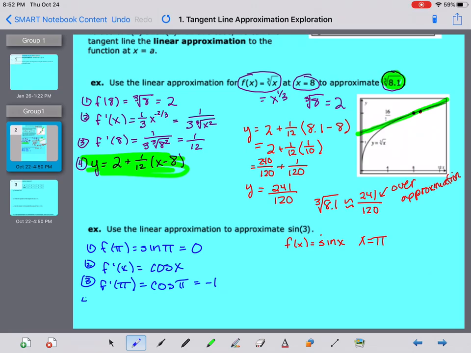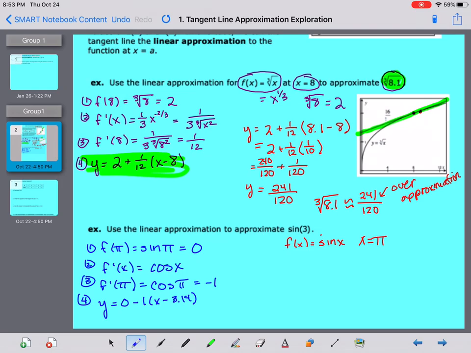And then the fourth thing I'm going to do is actually write the equation of the tangent line. So my y value is 0 minus 1, because our slope was -1, times x minus the pi value. And I'm going to actually plug in 3.14. Because remember, we're using this to approximate, so we want to approximate with values that we can calculate. So I'm going to estimate pi to be that 3.14 to help us out.